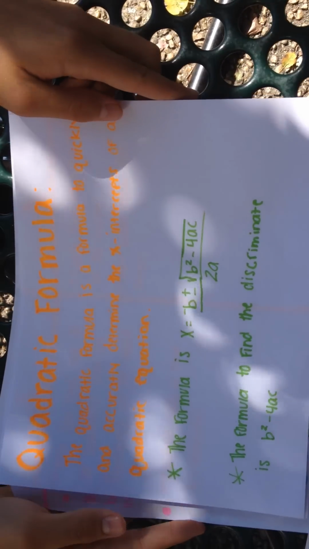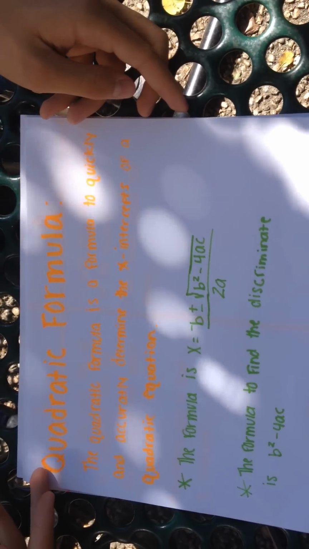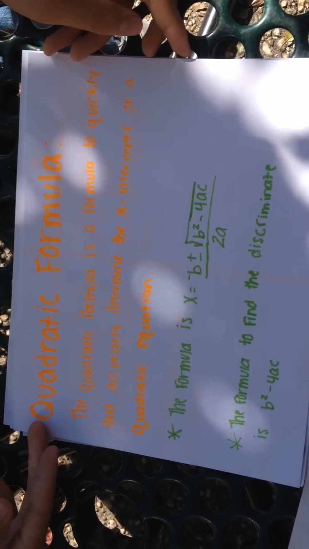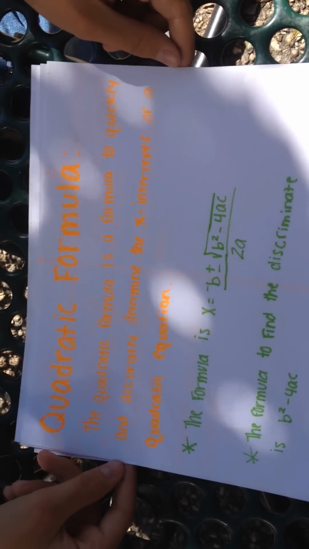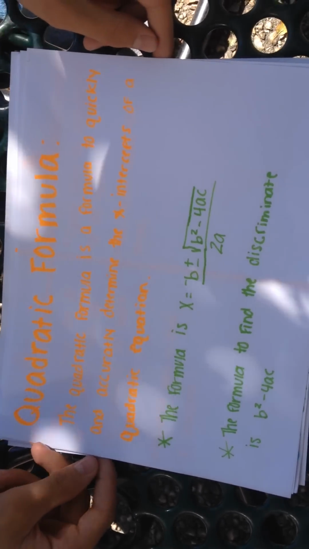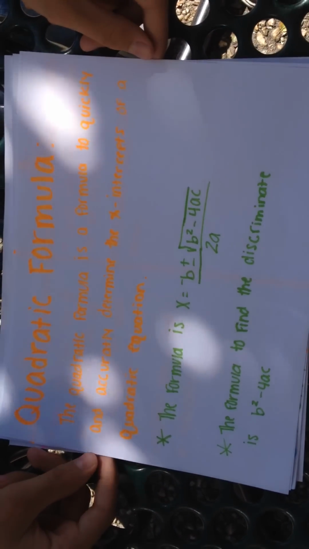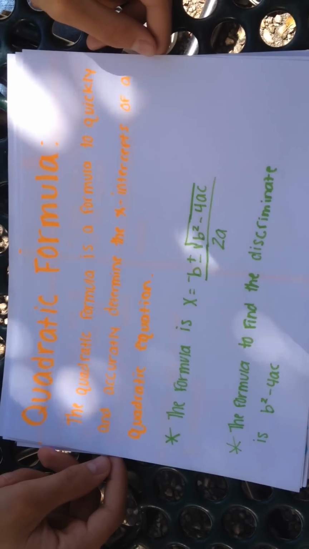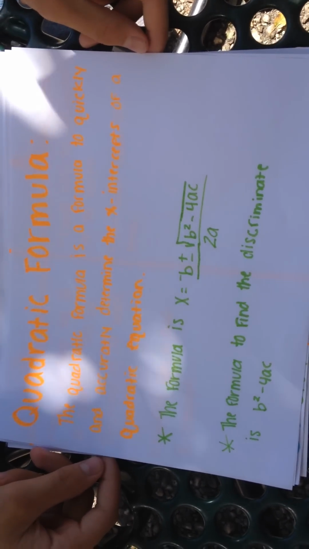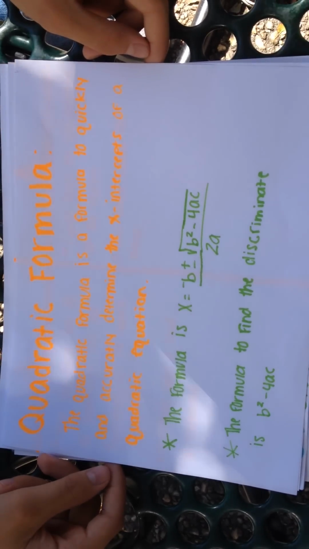The next and final method to solve quadratic functions is to use the quadratic formula itself. The quadratic formula is a formula to quickly and accurately determine the x-intercepts of a quadratic equation. The formula itself is x equals negative b plus or minus the square root of b squared minus 4ac, all of that over 2 times a.